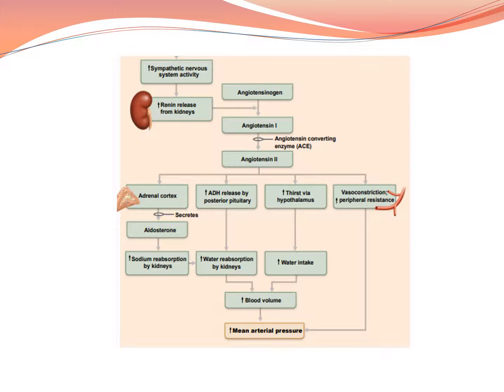Angiotensin 2 stimulates the posterior pituitary to release antidiuretic hormone, or ADH. ADH increases the absorption of water in the kidneys, which increases blood volume, resulting in an increase in blood pressure. Angiotensin 2 also stimulates the adrenal cortex to release aldosterone. Aldosterone increases the reabsorption of sodium ions in the kidneys, and as sodium ions are reabsorbed, water follows. This consequently increases blood pressure.